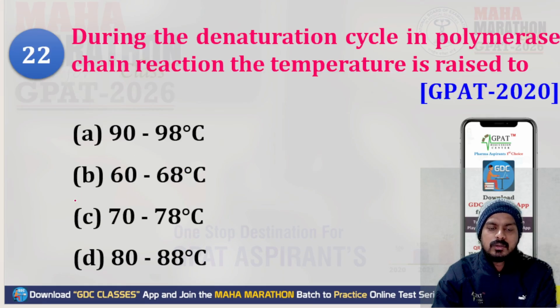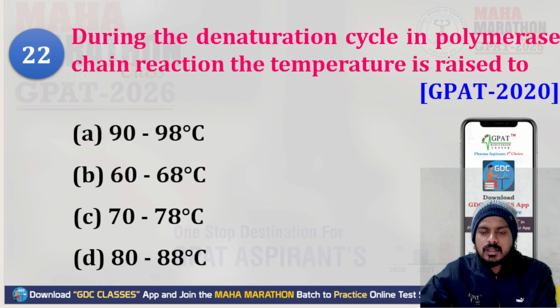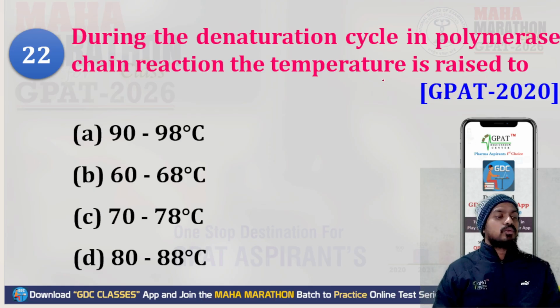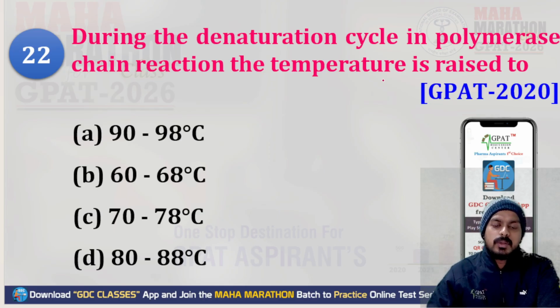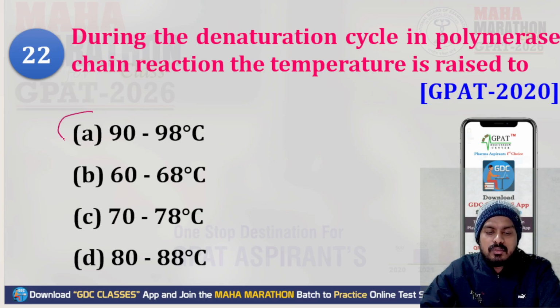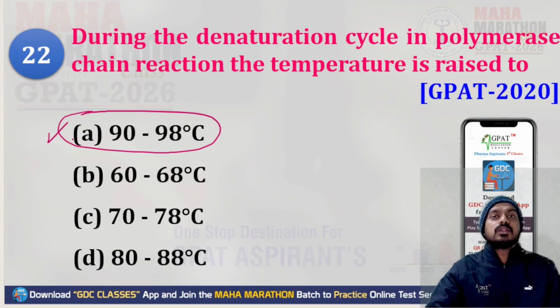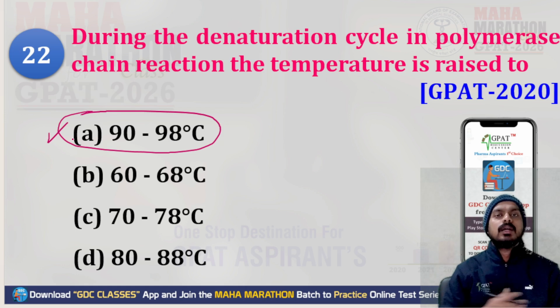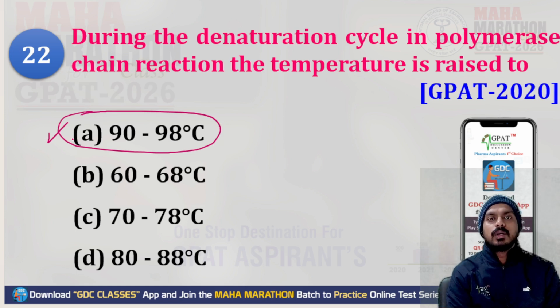Next question. During the denaturation cycle of the polymerase chain reaction, the temperature rises to. I told you, during denaturation or breakage, you need to raise the temperature to the maximum. The temperature range should be 90 to 98 degrees centigrade. In the first step, denaturation, you need more energy or higher temperature for the breaking, so the temperature needed is around 90 to 98 degrees centigrade.